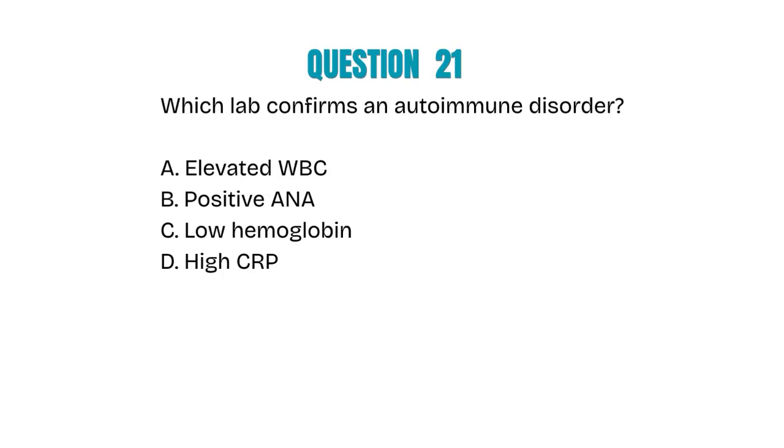Question 21. Which lab confirms an autoimmune disorder? A. Elevated WBC. B. Positive ANA. C. Low hemoglobin. D. High CRP.